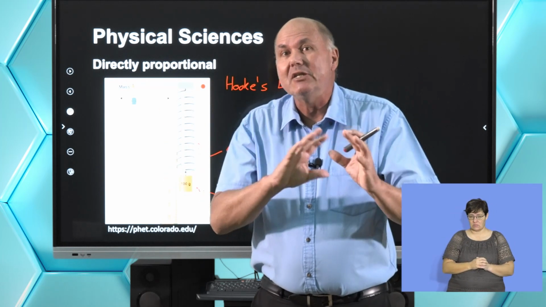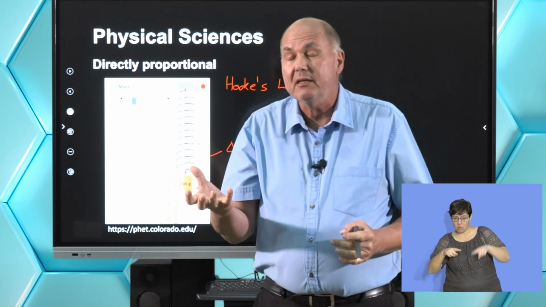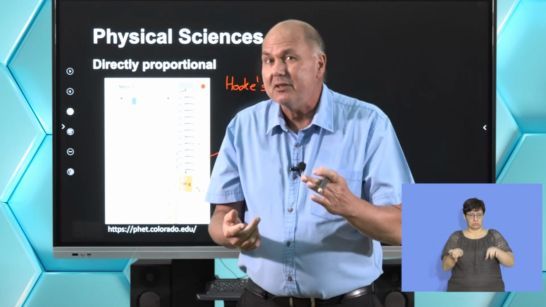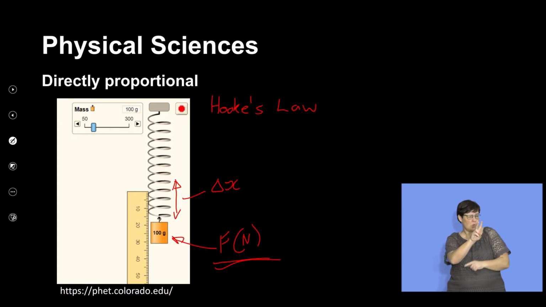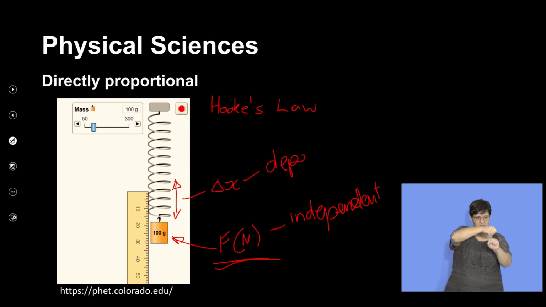Because you see, we need to decide which is the independent variable and which is the dependent variable. Can you make a decision? Have a look at it carefully. The force was applied and it caused the spring to stretch. So that tells me that the force is actually the independent variable. And the stretch is going to be the dependent variable.